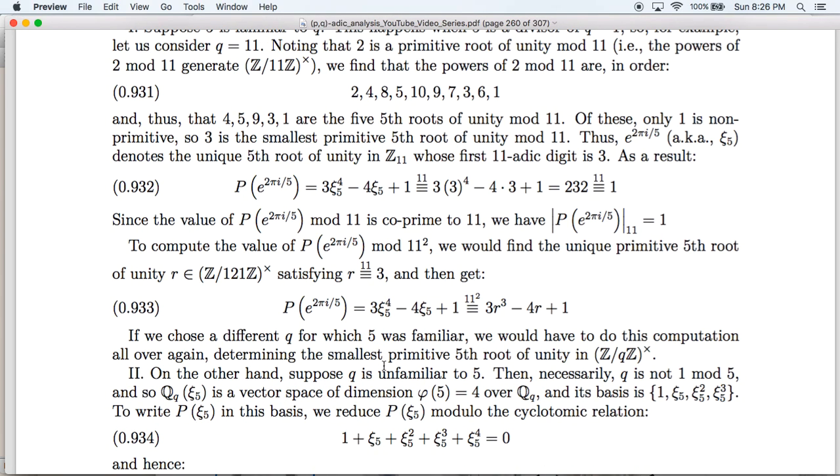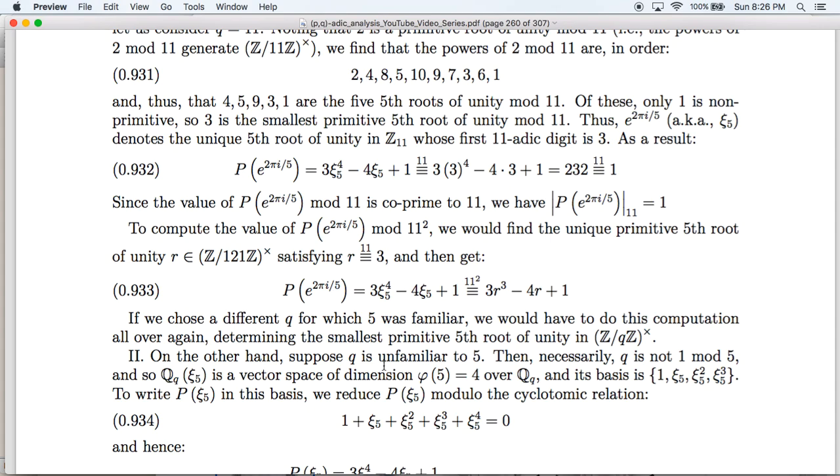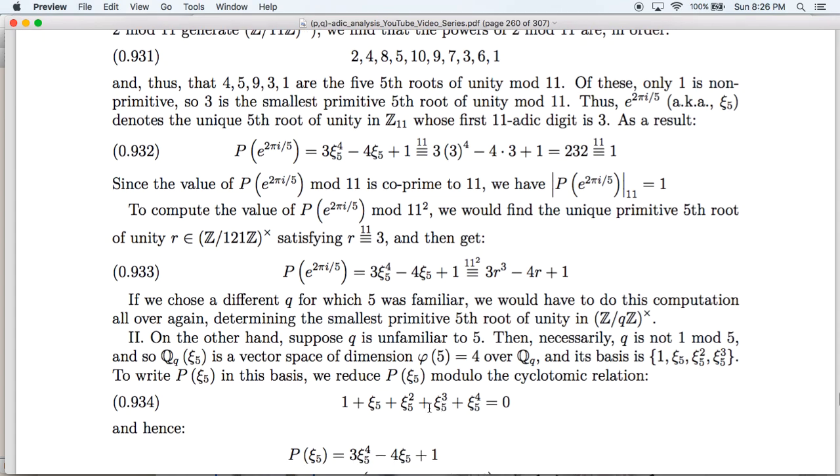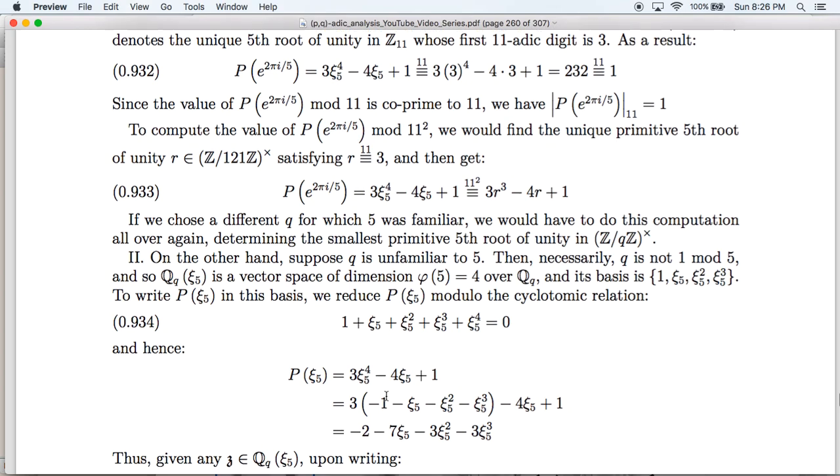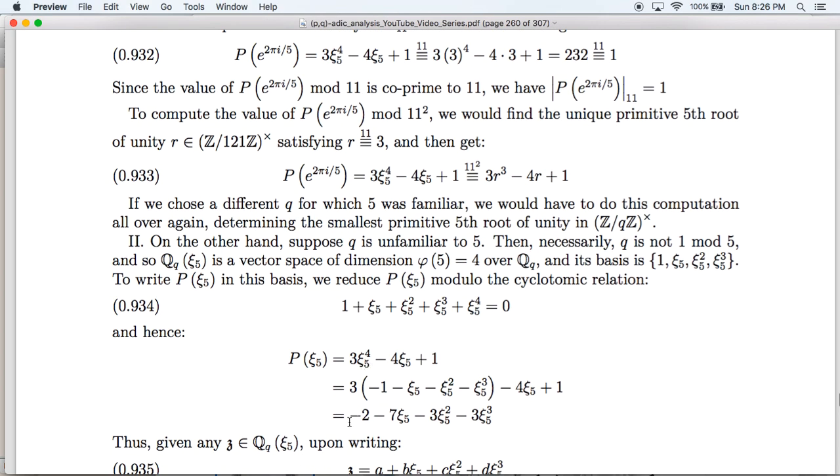On the other hand, suppose Q is unfamiliar to 5. Then Q is not equal to 1 mod 5, and so this is going to be a vector space of dimension 4 over the Q-adic rationals, and its basis will be this set. We then use the cyclotomic relation for the fifth roots of unity to reduce P of C5, and we get that it is going to be minus 2 minus 7 C5 minus 3 C5 squared minus 3 C5 cubed.